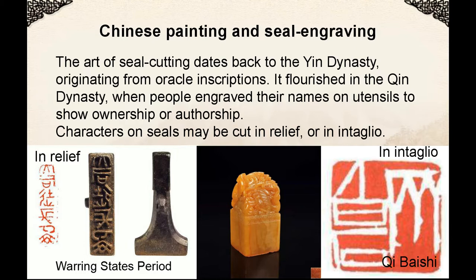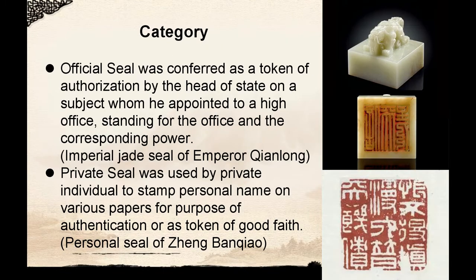Characters on seals may be cut in relief or in intaglio. Here's the seal of an official in the Warring States period, carved in relief. The characters are convex and protruding. The seal of Qi Shi is carved in intaglio. The characters are concave. There are two categories, official seal and private seal.